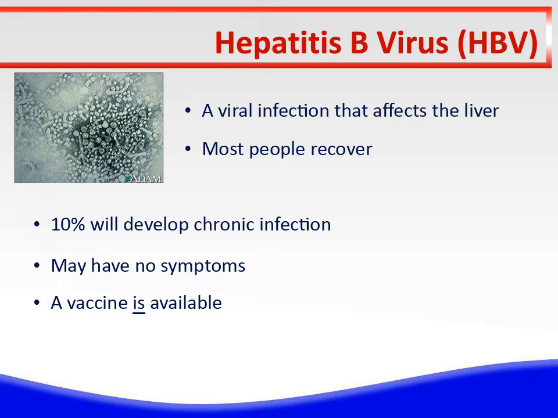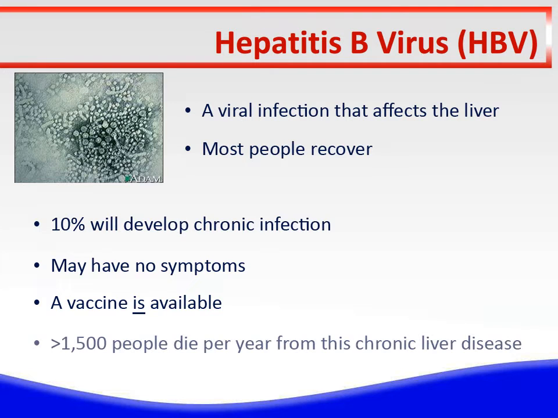However, unless you are effectively vaccinated, hepatitis B is a bigger threat to you than HIV because it's much more common. The virus can cause lifelong infection, cirrhosis or scarring of the liver, liver cancer, liver failure, and death. Each year, more than 1,500 people in the U.S. die from the chronic liver disease this virus can cause.